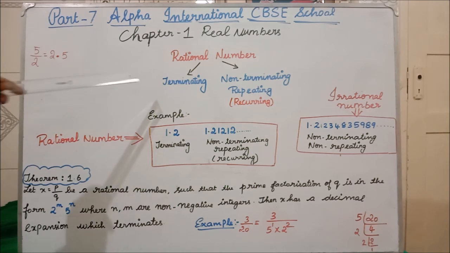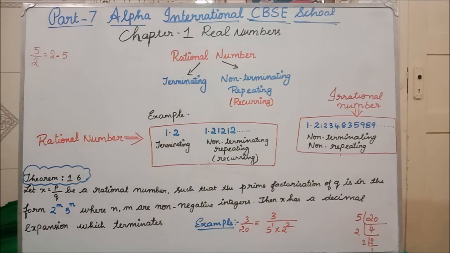So what do you mean by the term terminating? If you divide 5 by 2, what will be your answer? You will get exactly 2.5. In the remainder, what will you get? You will get 0. Then this number is called terminating. At the end you have to get 0.